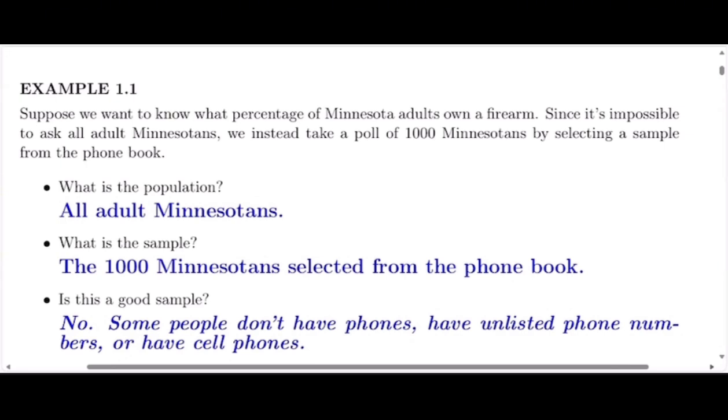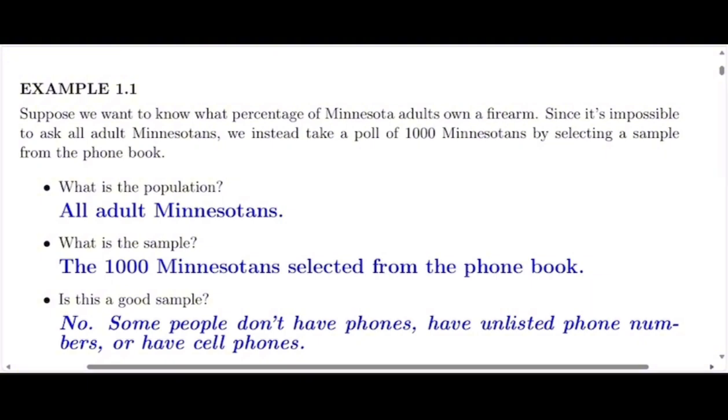that. Like in this question now, suppose we want to know what percentage of Minnesota adults, pay attention, they said Minnesota adults, okay, own a firearm. Since it is impossible to ask all adult Minnesotans, we instead take a pool of 1,000 Minnesotans by selecting a sample from the phone book.